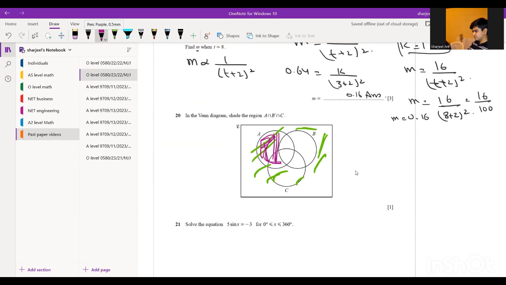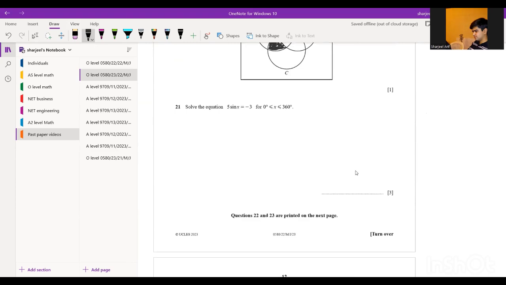Then we have to intersect it with C. So if we intersect this purple region with C, only this part will remain. This part, the black one, will be our answer. Let me erase the other values. So the black part is our answer, the one which satisfies the three conditions: A intersection B complement intersection C. This is our answer.